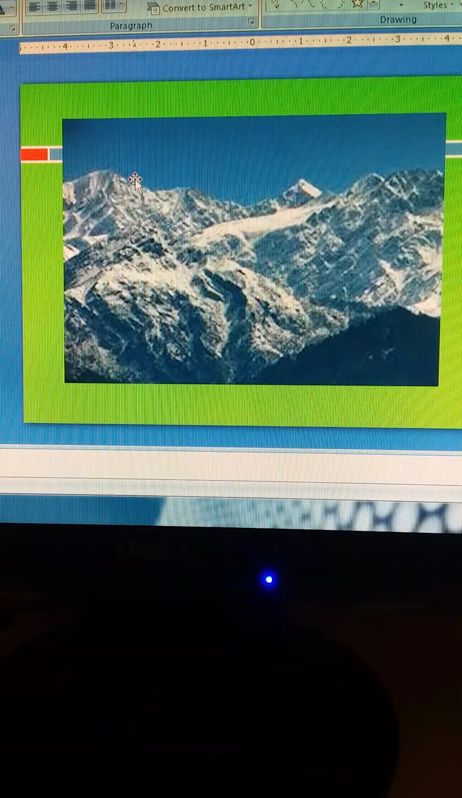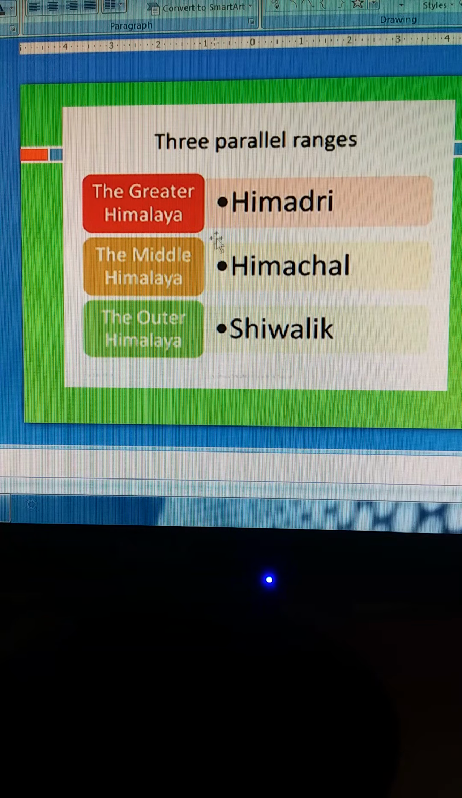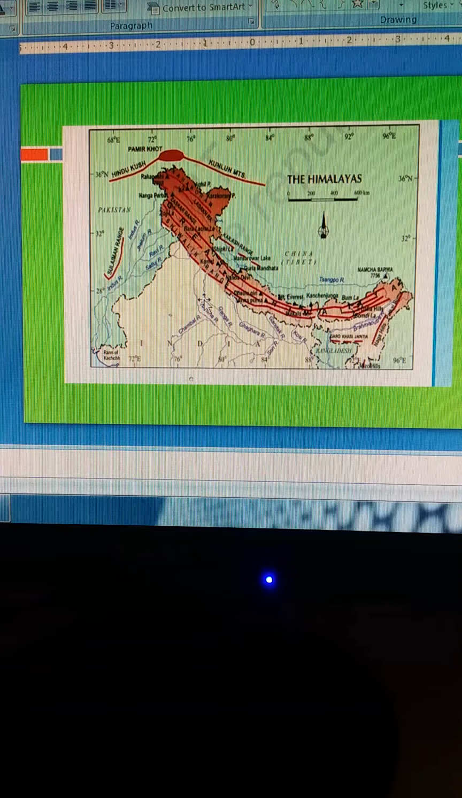The Himalayan range has 3 important ranges. Just now I mentioned their names: the Himadri, the Himachal and the Shivalik. The range is about 2400 km in length and 240 to 320 kilometers in width. These are the 3 parallel ranges. The greater Himalaya is known as Himadri, the middle Himalayas as Himachal, and the outer Himalayas as Shivalik. These names should be remembered, and they are easy to remember once you go through this chapter.